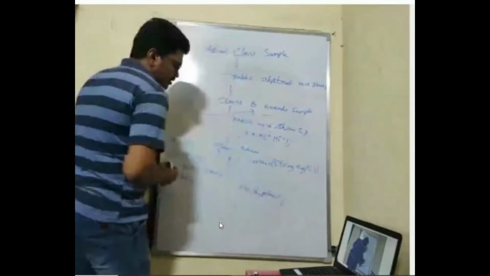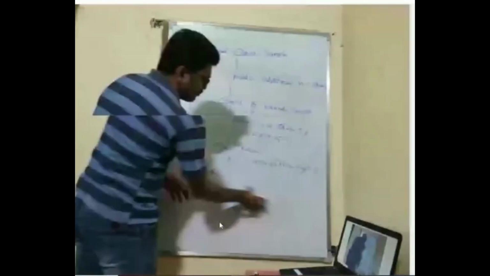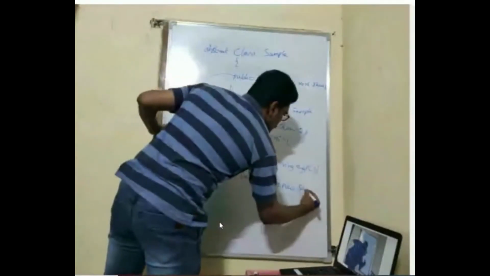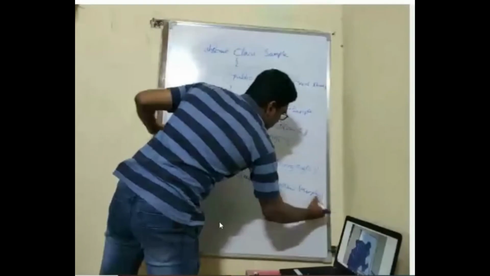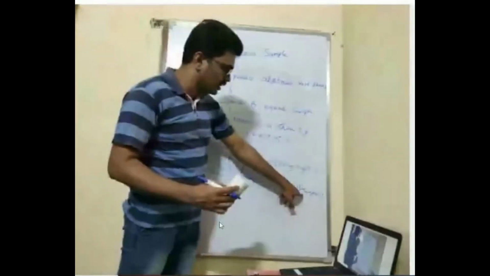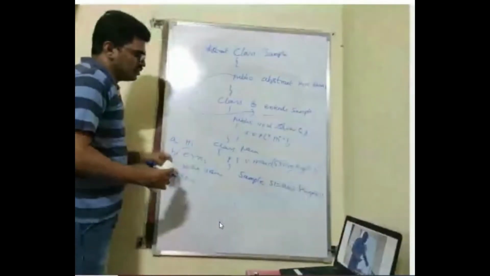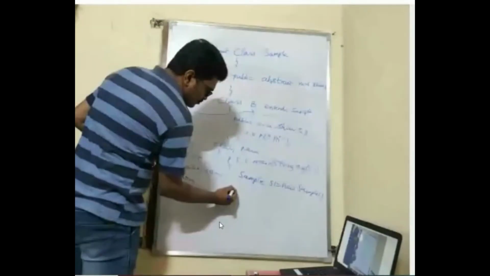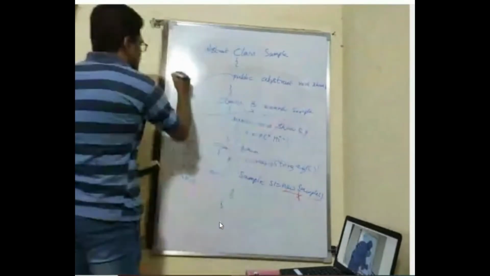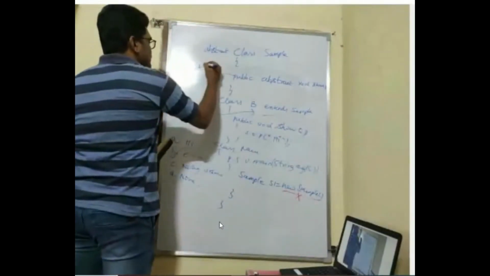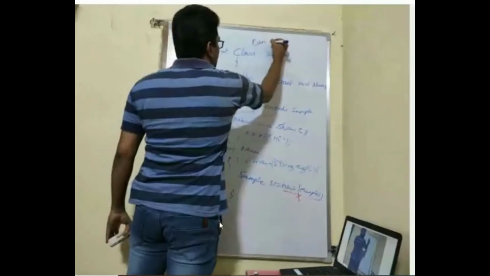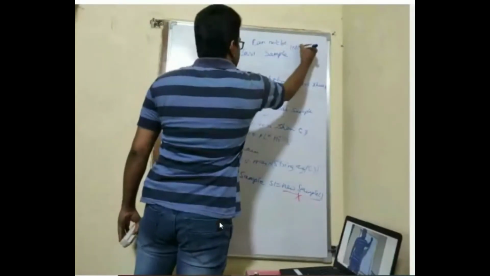I'm not calling anything. Sample S1 is equal to new Sample. Now what happens? This will generate an error. This is not allowed. An abstract class cannot be instantiated.